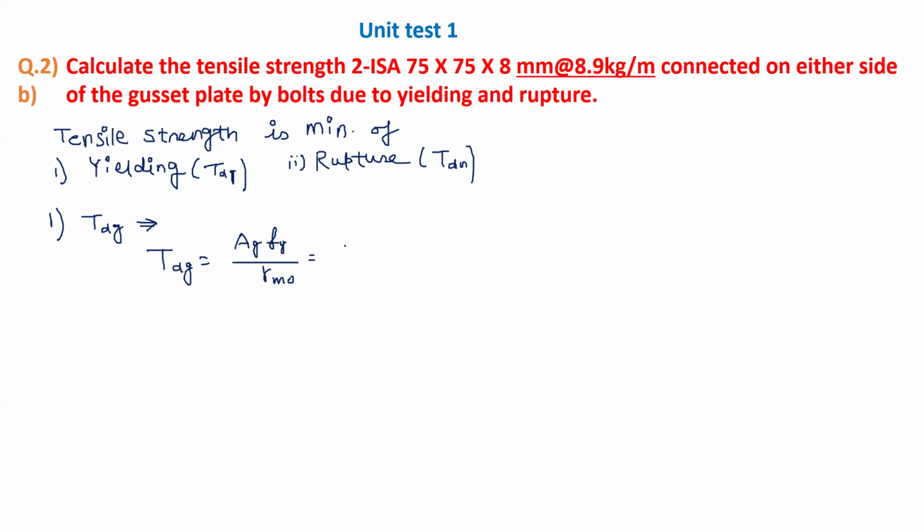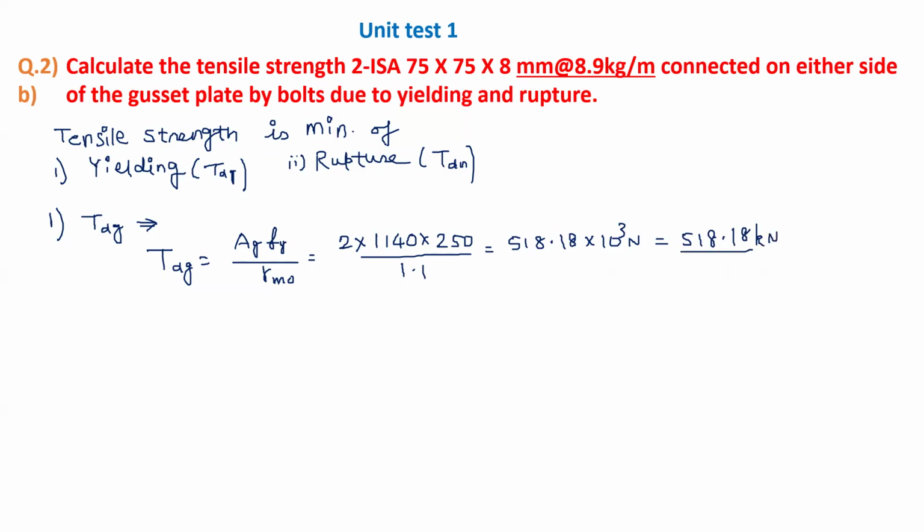Now we have two ISA. So now you can go with 2 over here, or you can find it and then multiply it by 2, it's okay. Now value of AG for 75-75-8 is 1140 into 250 divided by gamma m0 1.1, and we have this value equal to 518.18 into 10 raised to 3 newtons, that is 518.18 kilonewtons. And now we have to design the connection for this value.